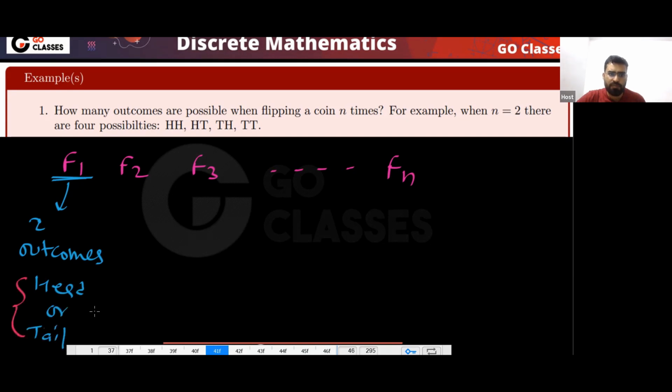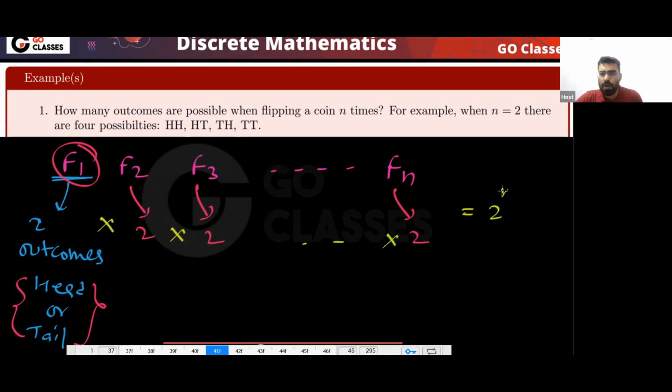So when you are flipping for the first time, this is F1. F1 means flipping for the first time. So there are 2 outcomes possible. Here also 2 outcomes possible. So for each flip, we have 2 outcomes possible. So finally, we have to flip n times. We have to flip F1 and F2 and F3. So what will the answer be? The answer will be 2 power n possible outcomes. Okay, so this is the answer.